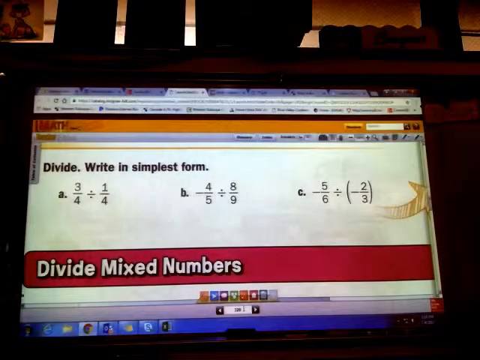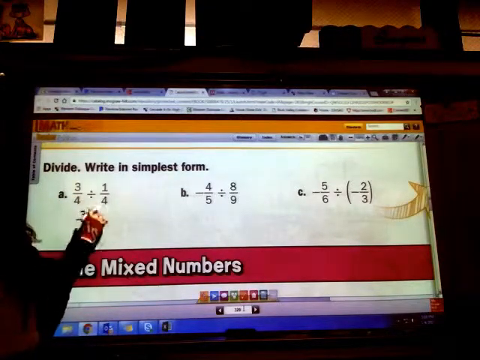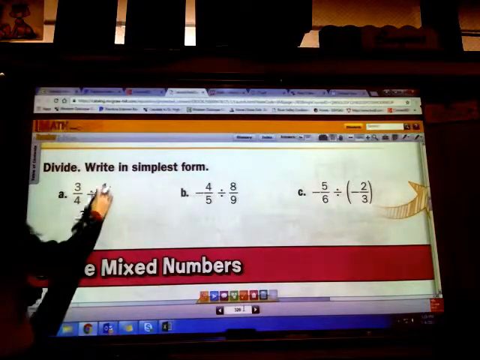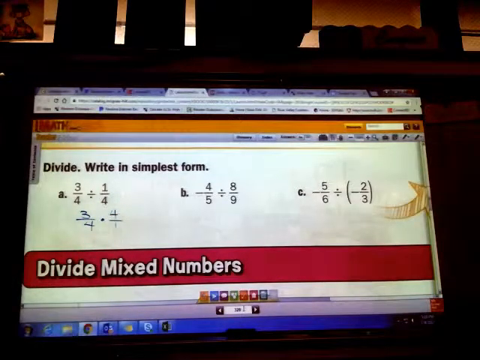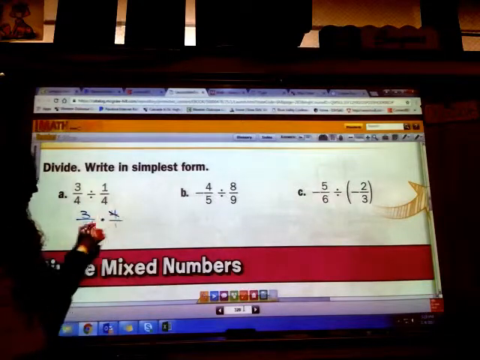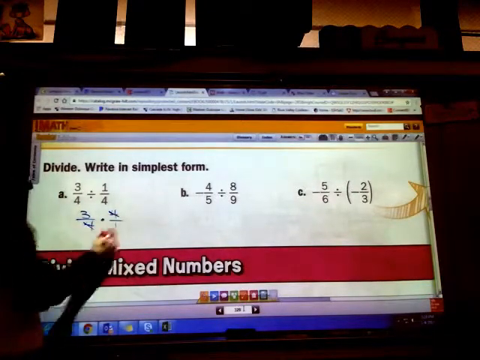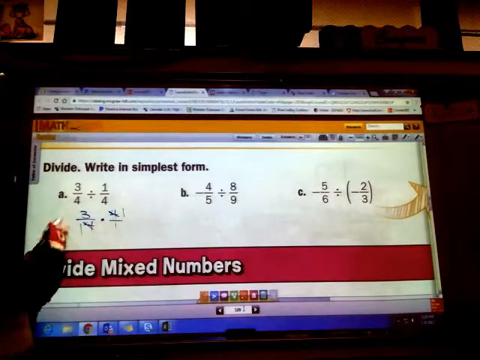As we're taking a look at letter A, when I rewrite that, remember first fraction stays the same, so I have 3/4. Division changes to multiplication. Reciprocal of 1/4 would be 4 over 1. Now I'm looking to see if I can cross reduce. I can't cross reduce with 3 and 1, but I can cross reduce on my 4s. I can divide both of them by 4, so 4 divided by 4 is 1. Same thing there. Now I can multiply my numerators.